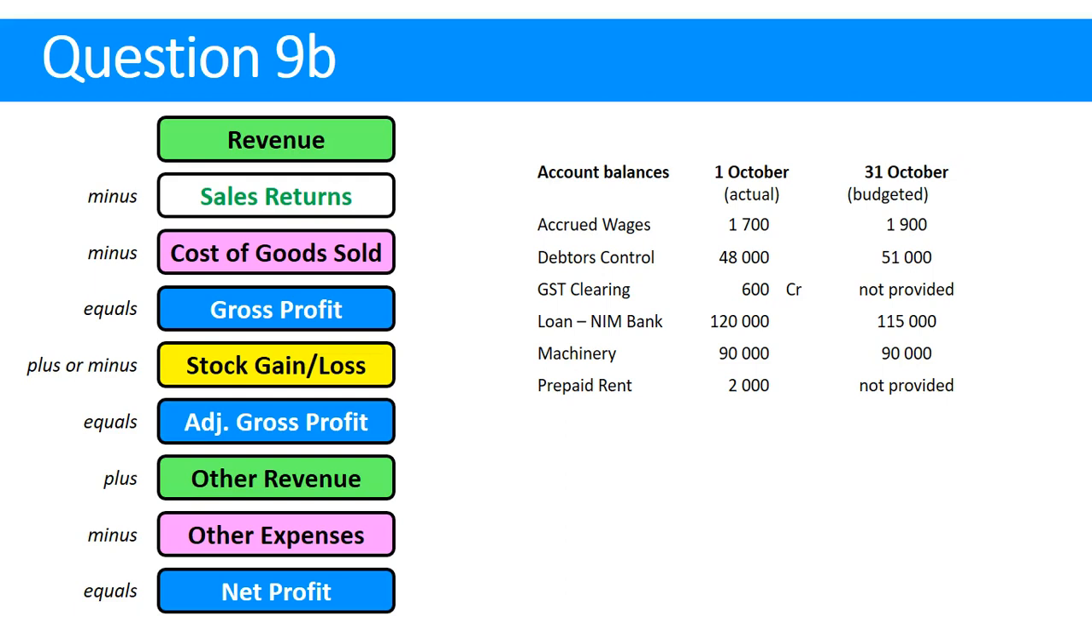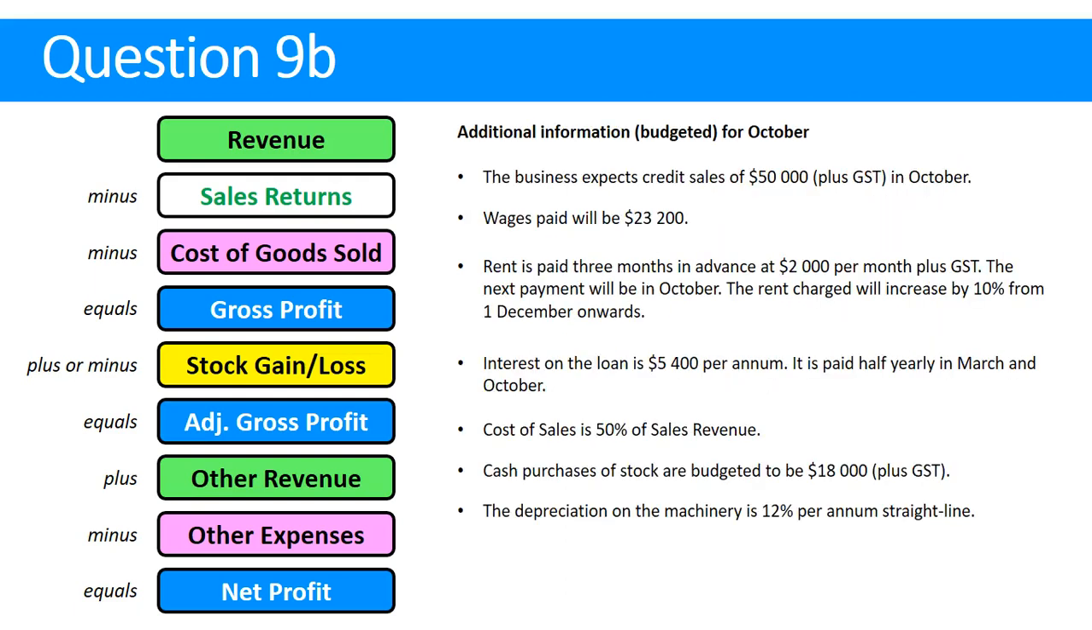So let's look at the info we've been given. We've been given some account balances, which would be from a balance sheet. So these are just totals. They don't describe any inflows or outflows of cash. They don't describe any revenues earned or expenses on their own. So we're going to ignore those for now. We're going to go through our additional info for October.